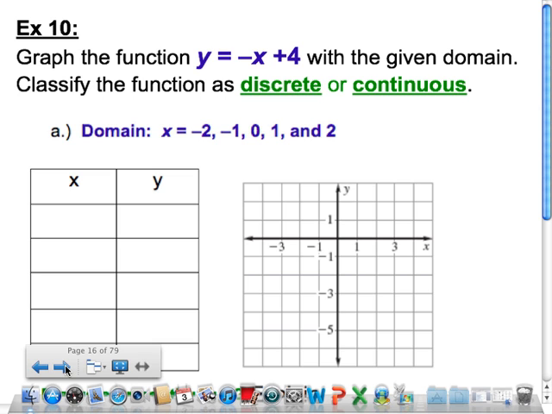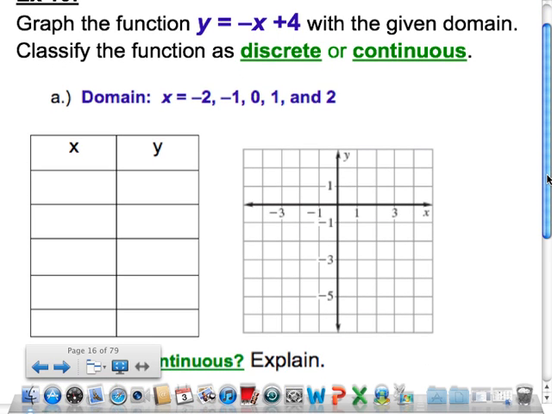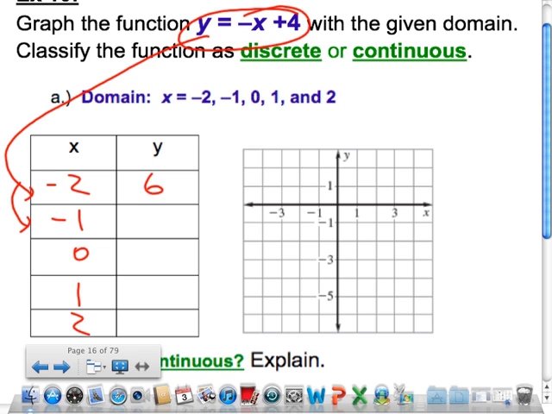All right. Graph the function y equals -x plus 4 with the given domain. So they're restricting your domain to be -2, -1, 0, 1, and 2. So I plug in -2 here. The opposite of -2 is +2, plus 4 is 6. I don't have the little table here to work out, so I'm doing this mentally. I'm plugging all of these into our function. The opposite of -1 is +1, plus 4 is 5. The opposite of 0 is 0, plus 4 is 4. The opposite of 1 is -1, plus 4 is 3. The opposite of 2 is -2, plus 4 is 2.